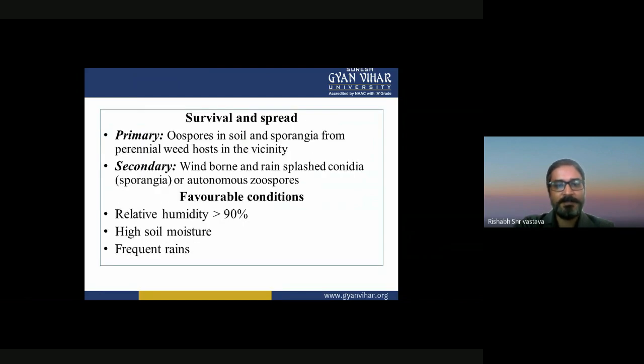Survival and spread. Primary: oospores in soil and sporangia from perennial weed hosts in the vicinity. Secondary: wind-borne and rain-splashed conidia, sporangia, or autonomous zoospores. Favorable conditions include high relative humidity of more than 90%, high soil moisture, and frequent rains.